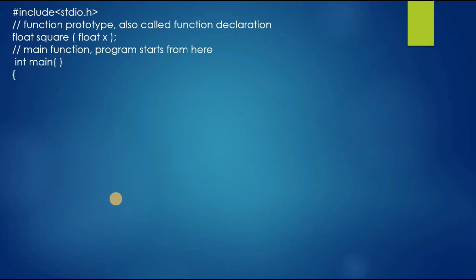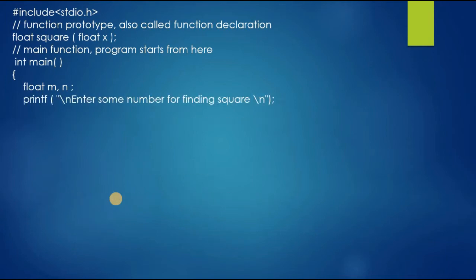We open a curly bracket here. We declare variables of float type, m and n. In a printf statement, we write "enter some number for finding square". Then the scanf statement is here for taking an input. Inside the scanf statement, we write %f because we declared the variable data type as float. So %f is there.